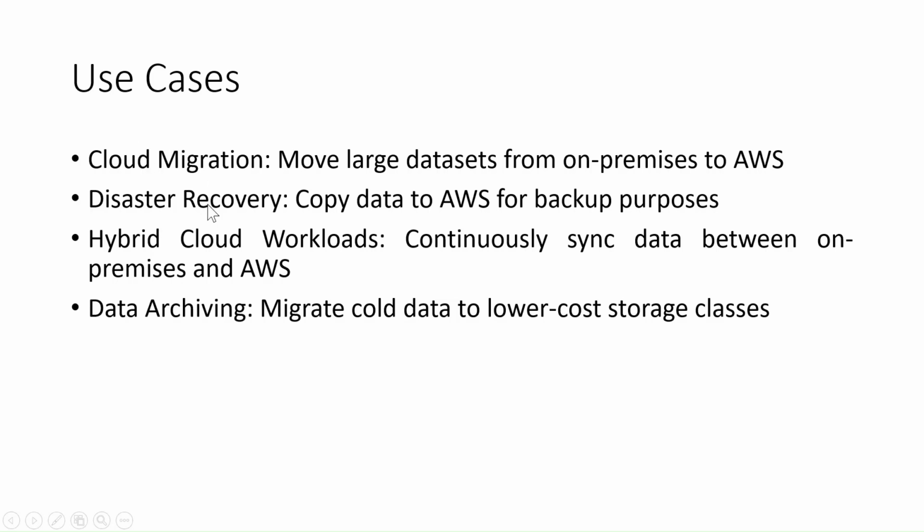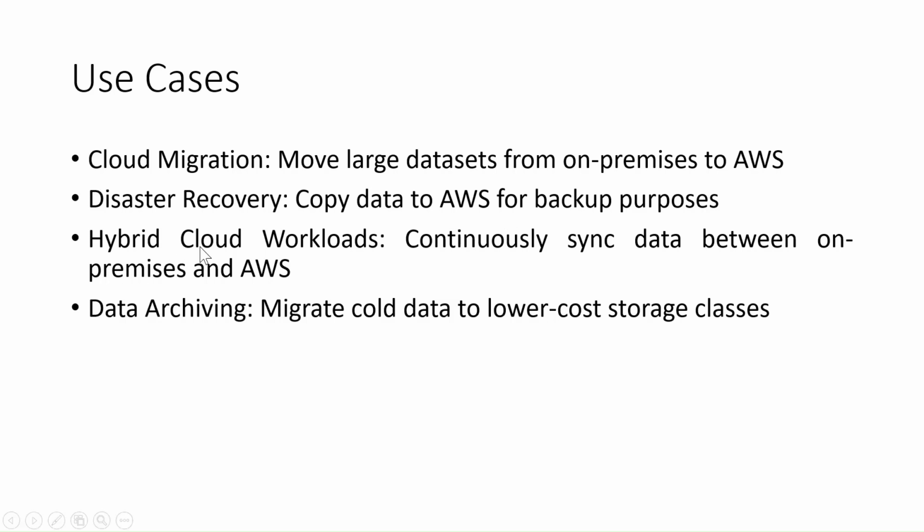And the second one is disaster recovery. So copy data to AWS for backup purposes. So it will help to create a backup of your important data in AWS. So it is safe if something goes wrong at your primary location. So it automates the process of copying your data, making it easier to stay prepared for emergencies.